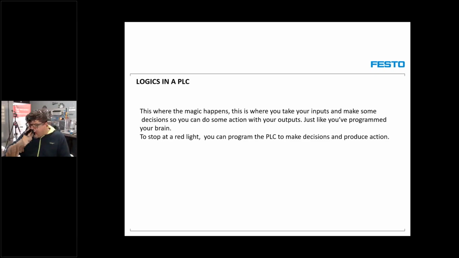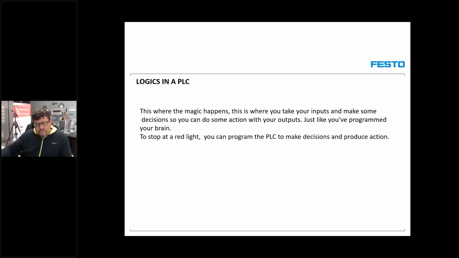That means it's the same as what we said. You look at the robot, you make a decision in your brain, and you need to step onto your foot pedal, your brakes. You need to brake the car. This is where everything happens within the PLC. This is where you take your inputs and make decisions so you can perform an action with your outputs, just like your brain. You stop at a red light. You can program the PLC to make decisions and produce actions. That means if this happens, then this happens. We will see that today.